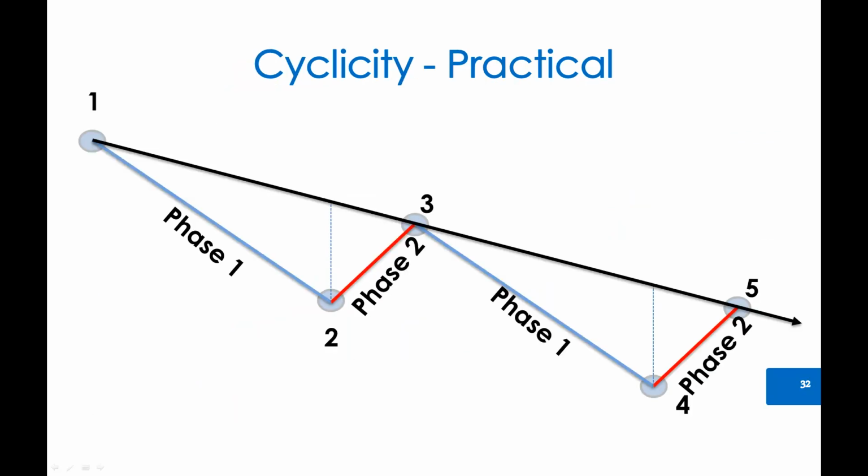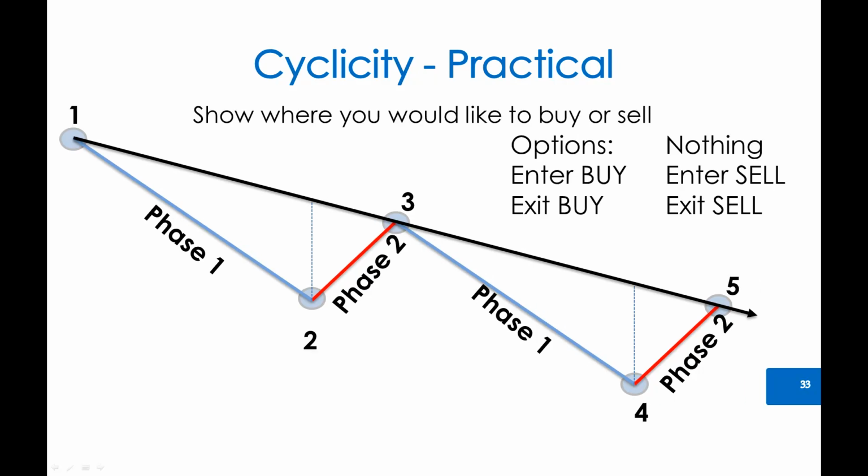In a downtrend, you can see here that we now have phase 1 and phase 2 going in the opposite direction. This would be a downtrend. Taking the same way of thinking, you would look for two complete cycles of phase 1 and phase 2. Let's imagine these are cycles 3 and 4. And 1, 2, 3, 4, and 5 are the points to discuss.